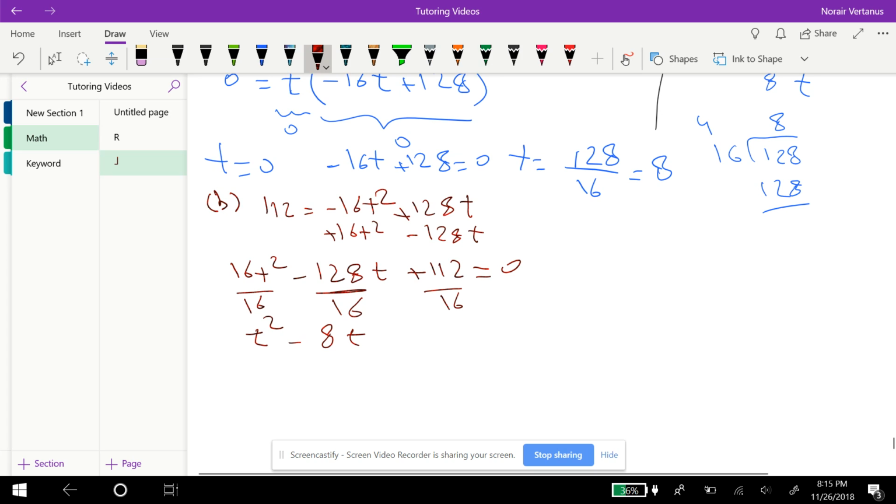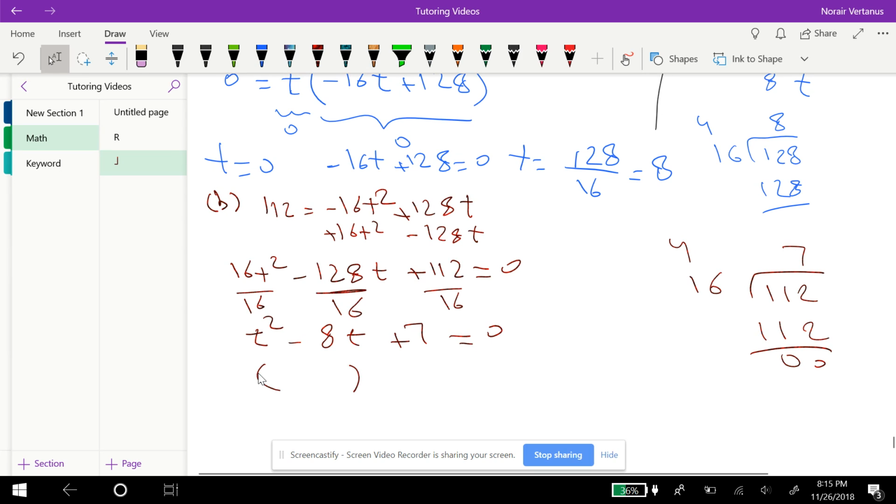T, and then 112 is 16 less than that. So that should be 7. 112 divided by 16 should be 7. 7 times 6, 42. 2, 4, 1 times 7, 7 plus 4, 11. So the equation is t squared minus 8t plus 7 equal to 0.